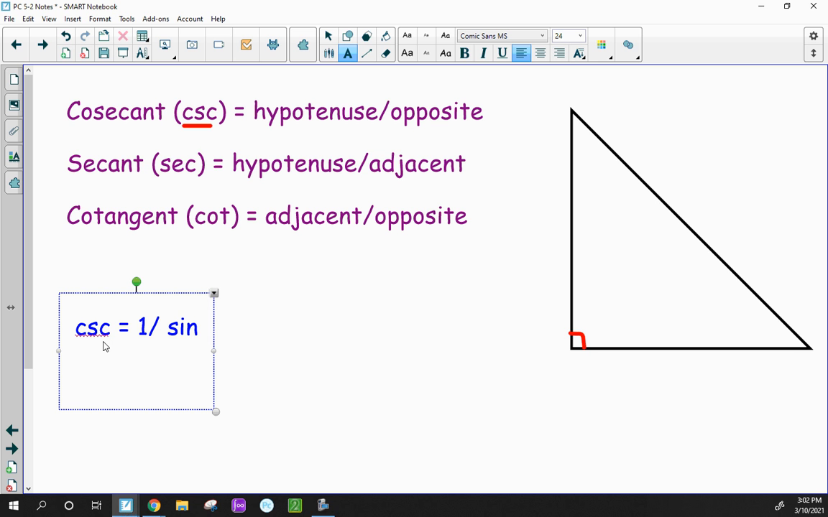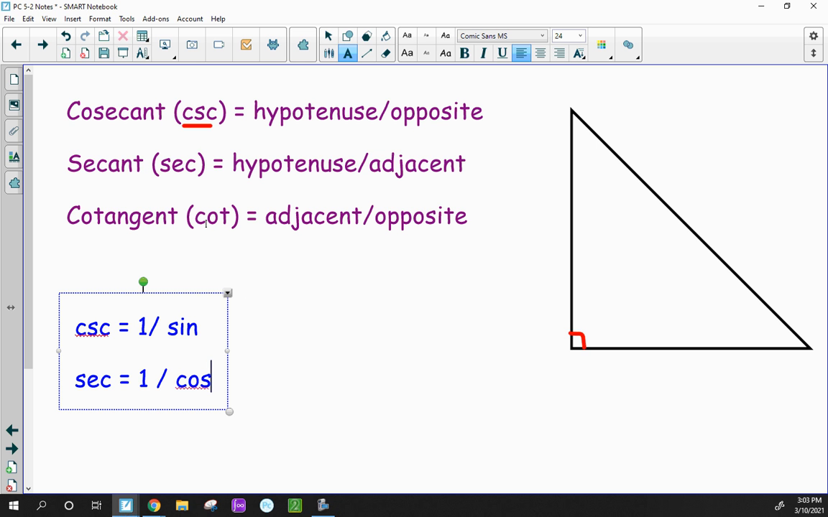Okay, next is secant. Secant is S-E-C-A-N-T. The abbreviation is S-E-C, and it stands for hypotenuse divided by adjacent. Secant is the inverse of cosine. So hypotenuse over adjacent, again, because it's the inverse of cosine, it is the cosine definition in reverse.